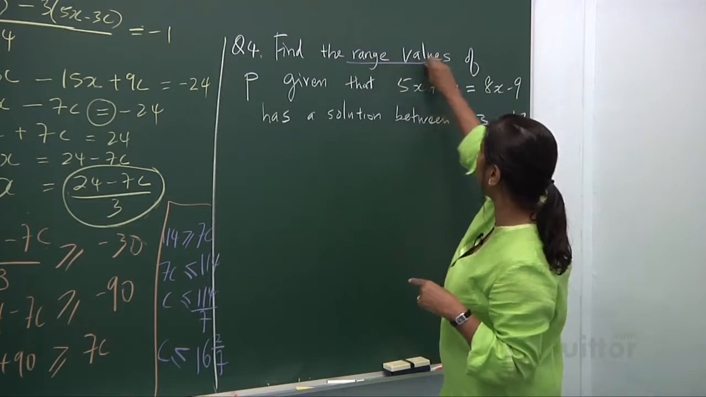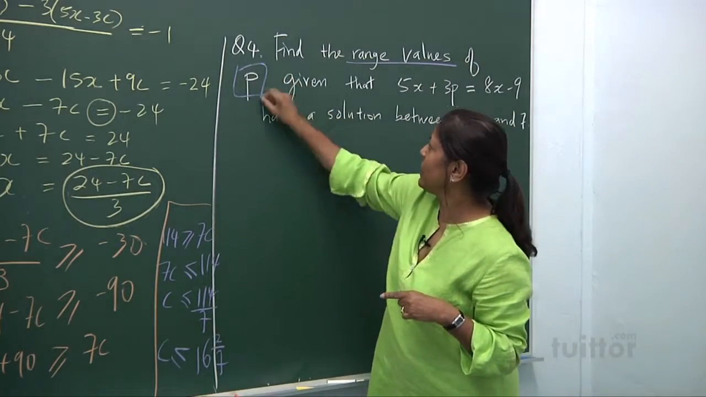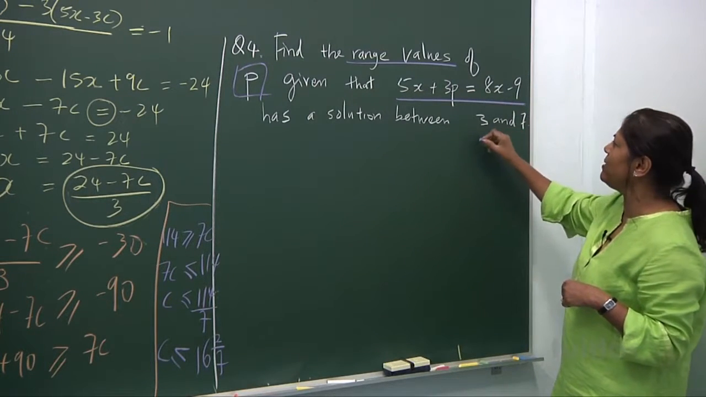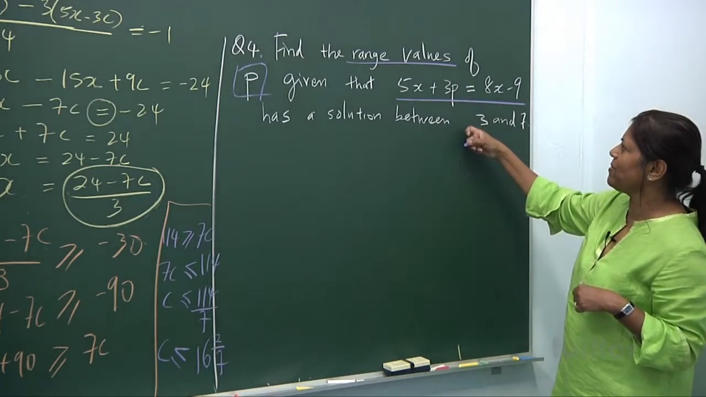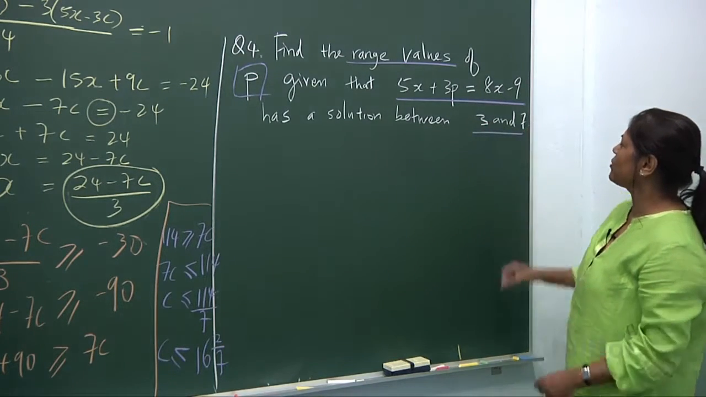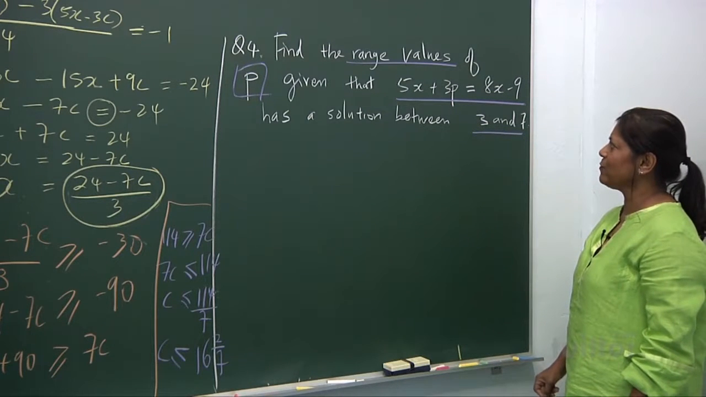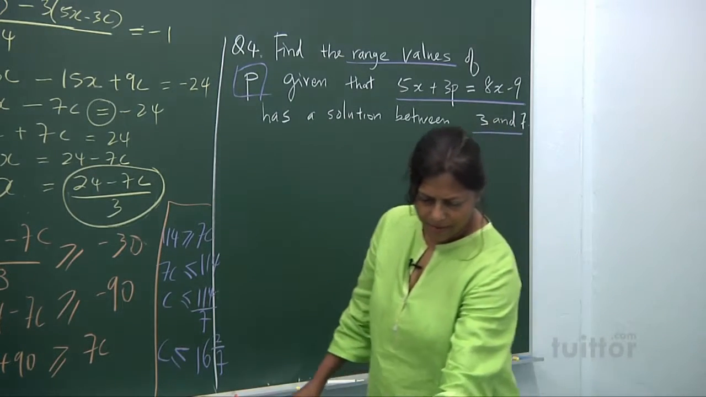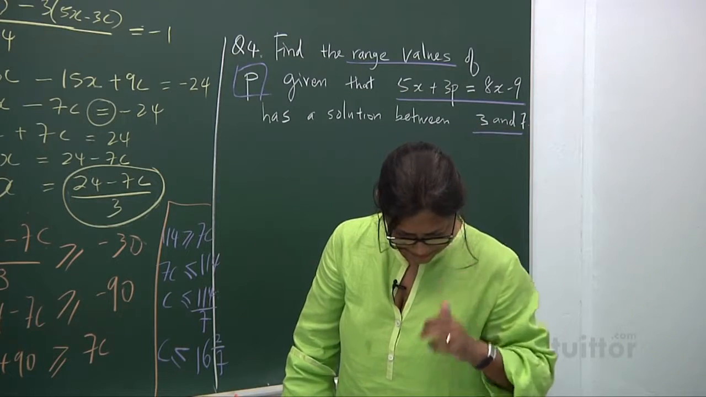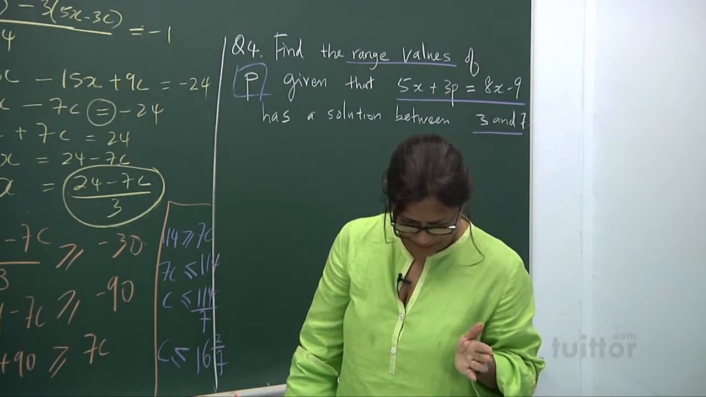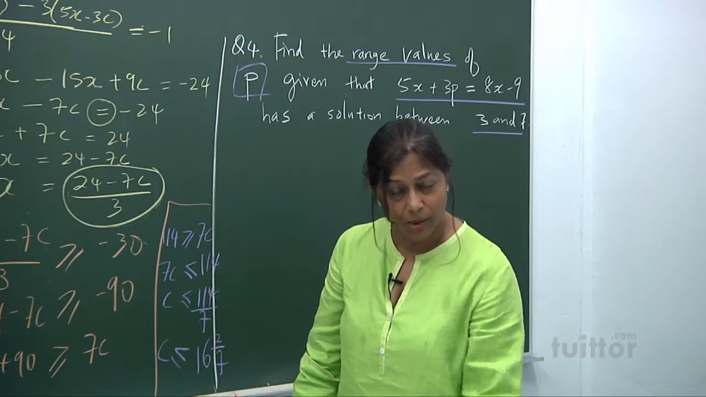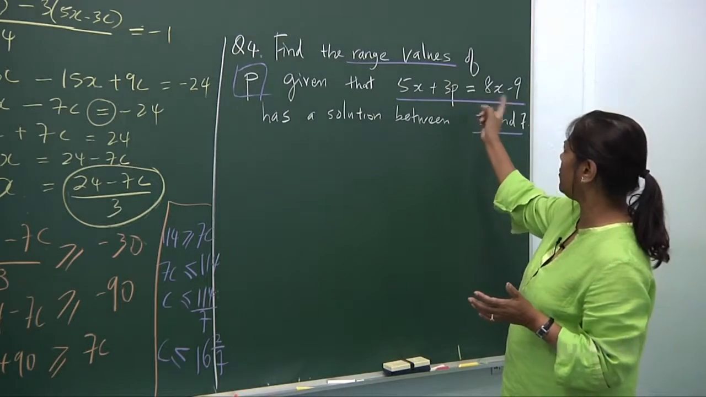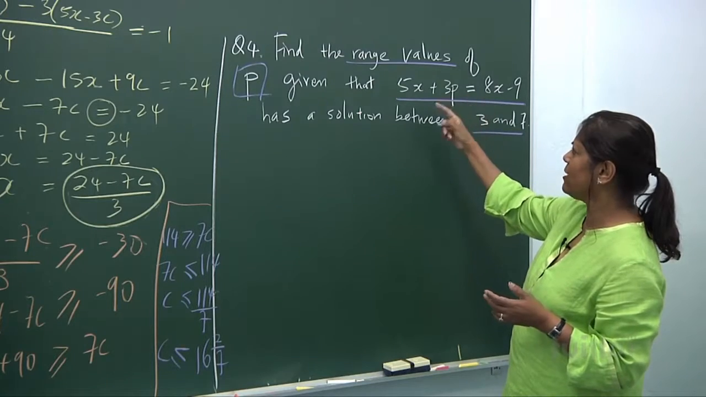You are asked to find the range values of P, given that 5x plus 3p is this, and it has a solution between 3 and 7. Find the range values of P given that this whole thing has a solution. That is your X. Look at it very carefully: this whole thing has a range value.